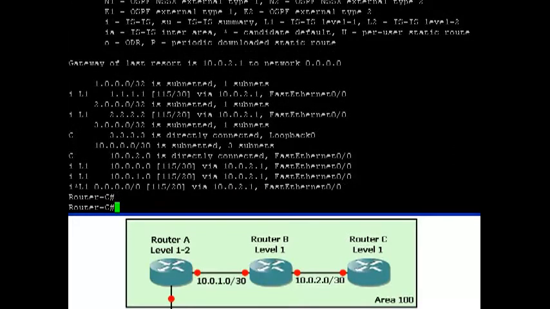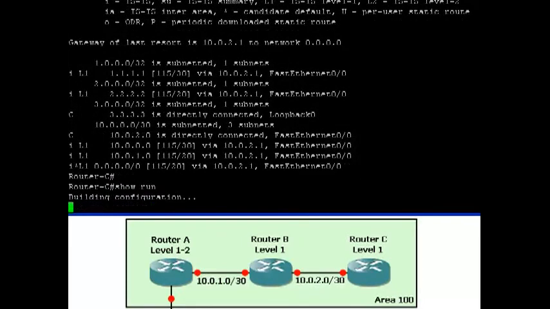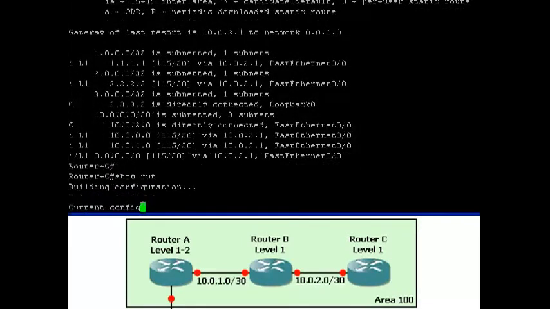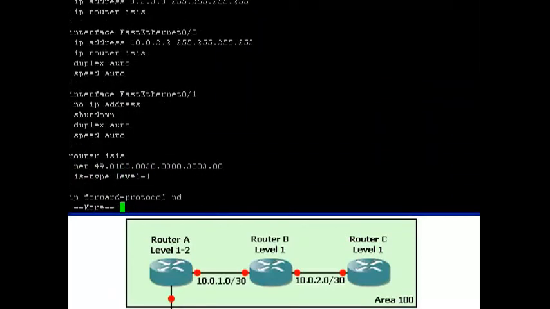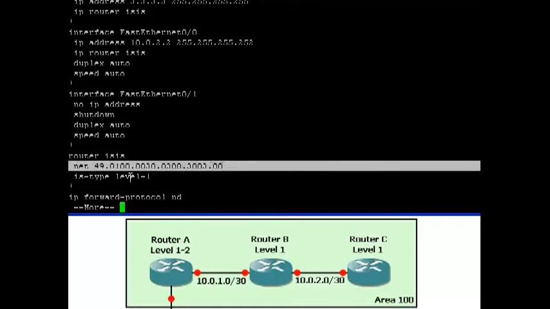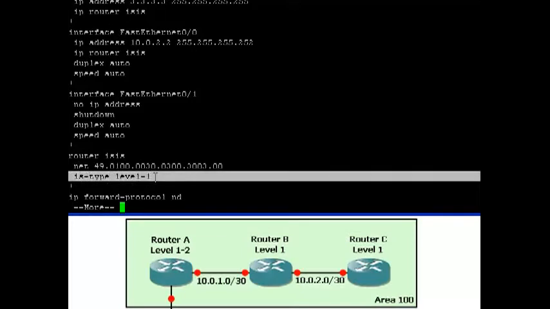Now let's take a look at the running configuration. We can see that the loopback and physical interfaces both have the ip router isis command. And when we look at the router isis configuration command, we can see what the net ID is, and that this router is considered to be a Level 1 router.